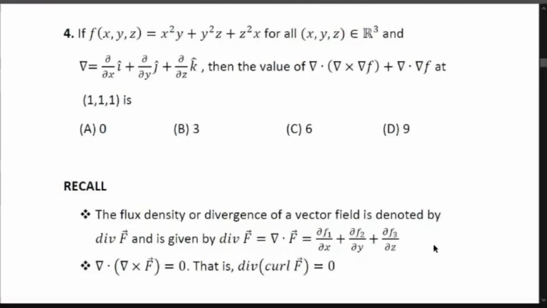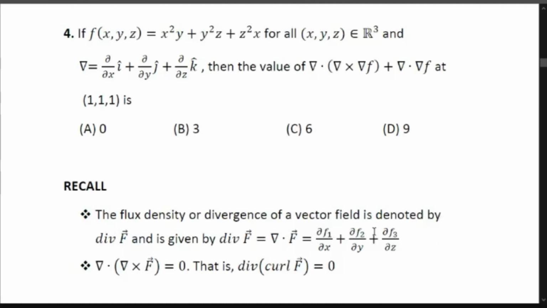Okay, so this is the next question. If f(x,y,z) = x²y + y²z + z²x for all x, y, z in R³, so this is a scalar field. And del, you know what is del, the gradient operator. Then find the value of del dot (del cross del f) plus del dot del f at the point (1, 1, 1).